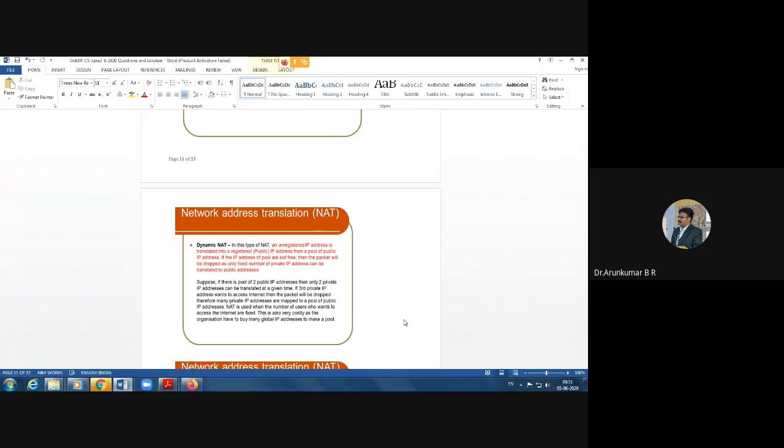In this type of NAT, an unregistered IP address is translated into a registered public IP address. Private IP addresses are always referred to as unregistered IP addresses, and a private network will have a large number of devices and hence many private unregistered IP addresses. An unregistered IP address is translated into a registered IP address from a pool of public IP addresses. If the IP addresses of the pool are not free, then the packet will be dropped, as only a fixed number of IP addresses can be translated to public addresses.